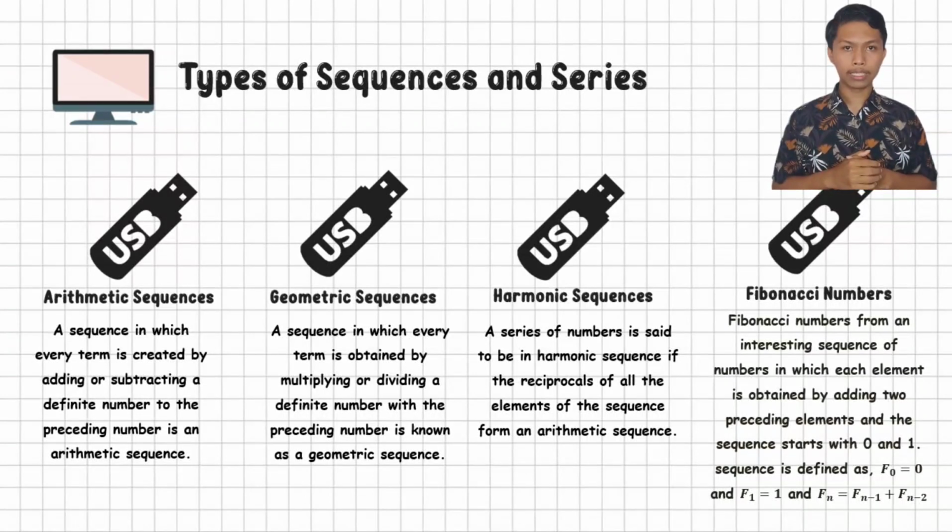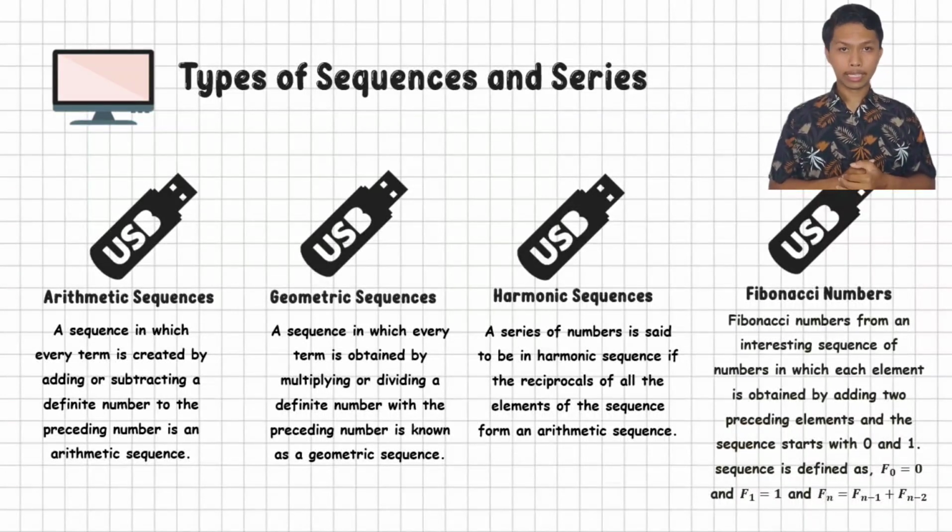The third type is the harmonic sequence. A series of numbers is said to be in harmonic sequence if the reciprocals of all the elements of the sequence form an arithmetic sequence. For example, 1/3, 1/7, 1/11, 1/50, etc. We call it a harmonic sequence because 3, 7, 11, 50, etc. is an arithmetic sequence.